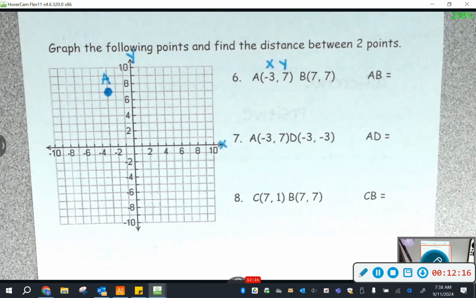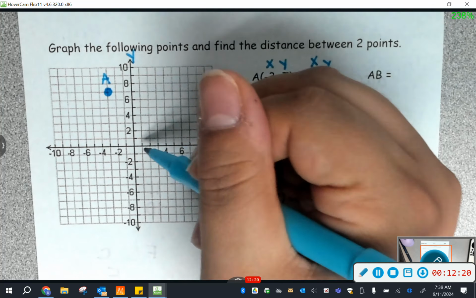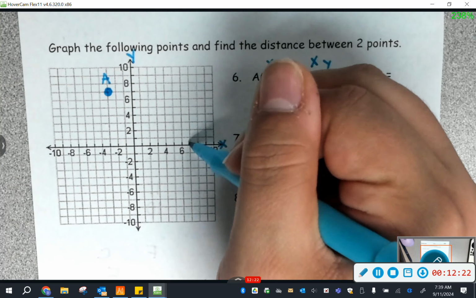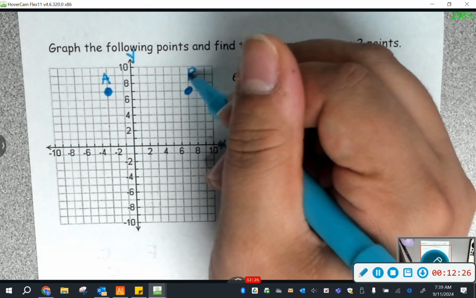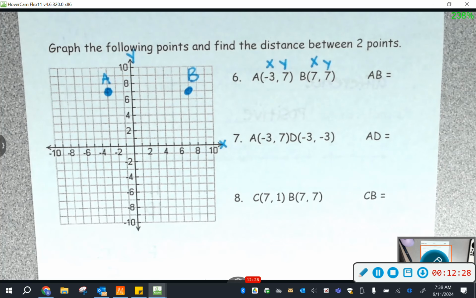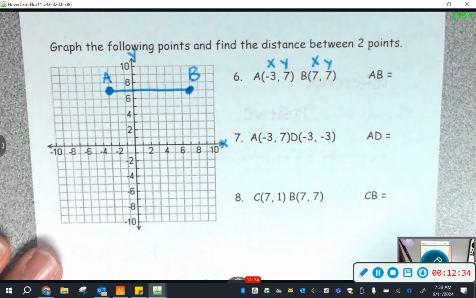B is 7, 7. Again, it's x comma y. So on the x-axis, I'm going to go to 7. On the y-axis, I'm going to go up to 7. Can you find the distance from A to B? Go.